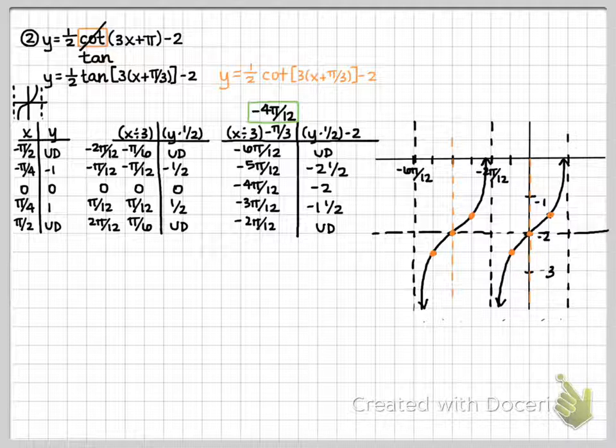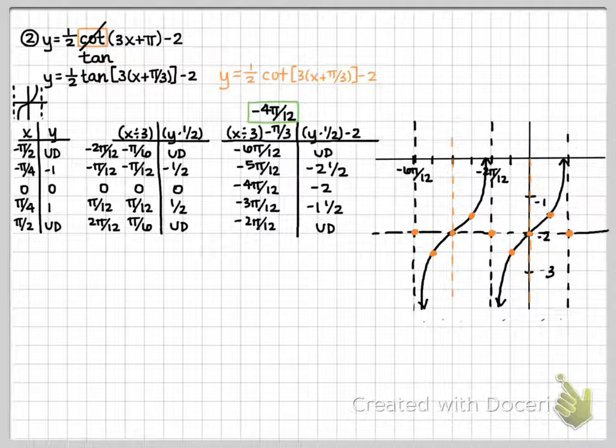Where there were asymptotes for tangent is now a 0 point for cotangent. So I find where all of my asymptotes hit that equilibrium line, and I give them an actual point there.